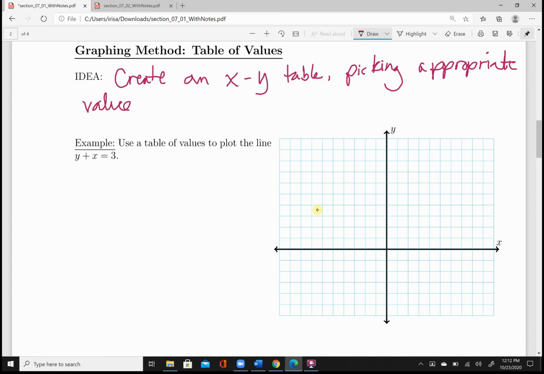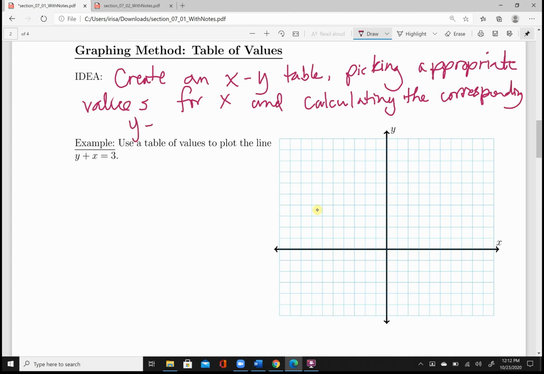Appropriate values for X and calculating Y. Calculating the corresponding Y values. And then you graph the points and connect the dots. That's all there is to it. It's supposed to be two ends. Connect the dots. Okay, so here, let's make an XY table.